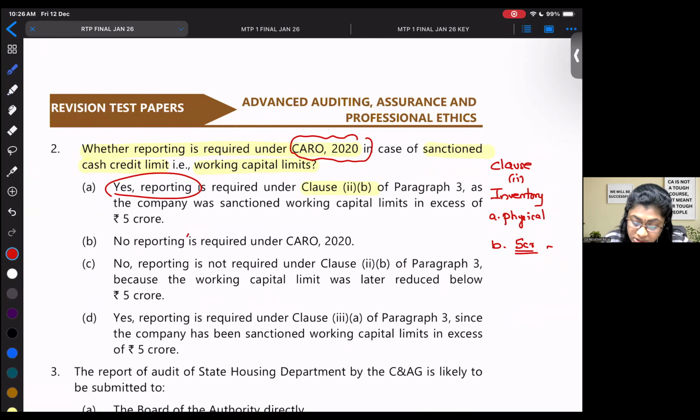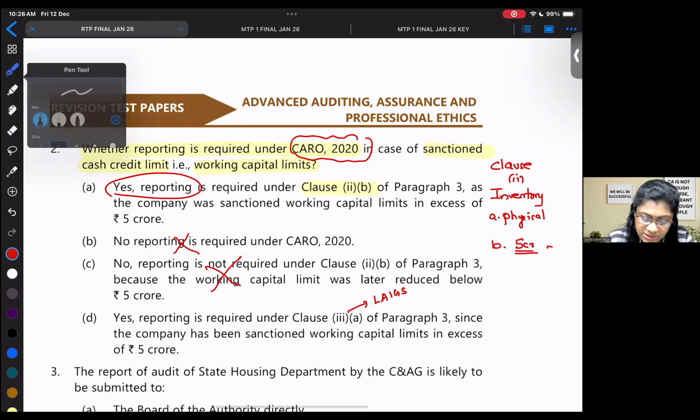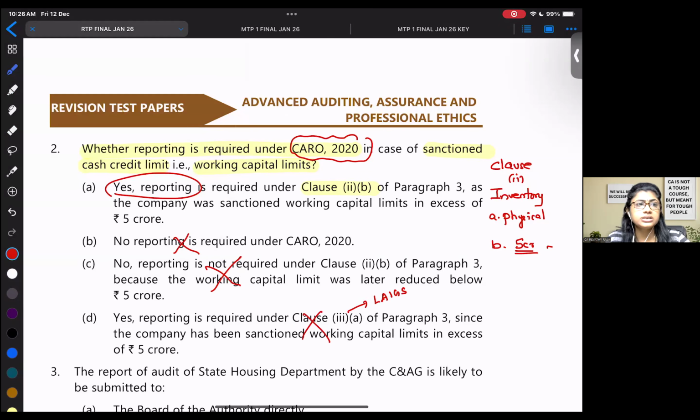No reporting is required, which is wrong. Reporting is required under CARO Clause 3A. Can we have a reply? What is CARO Clause 3? Clause 2, you said it is inventory. Now, what is Clause 3? Loans, advances, investments, guarantee, securities. So, anyway, that's not the one which is applicable. Hence, which is the answer? A, B, C, D. So, the answer is A.